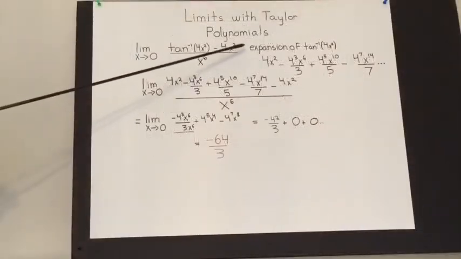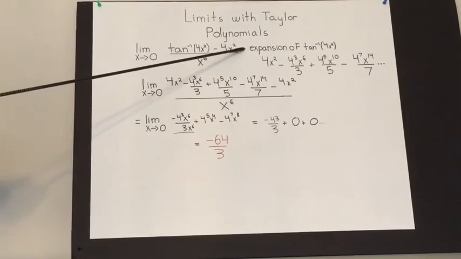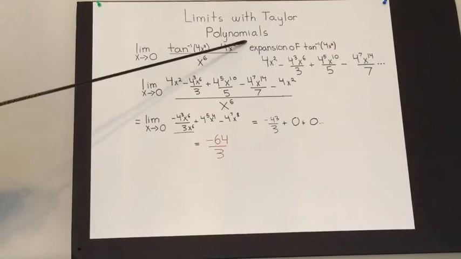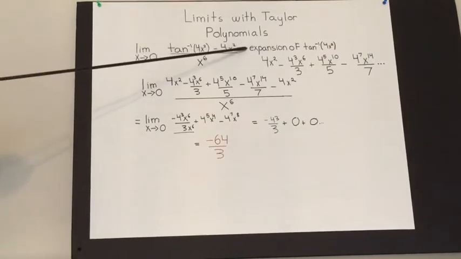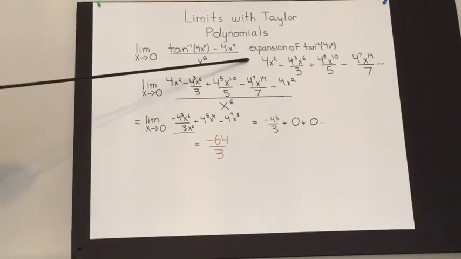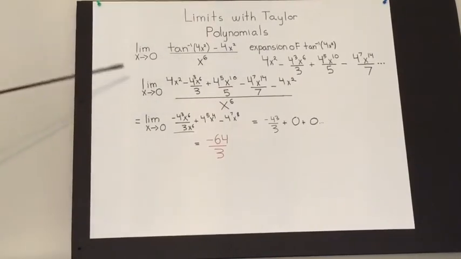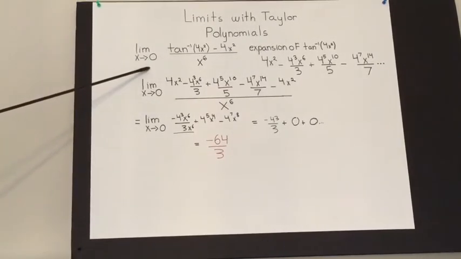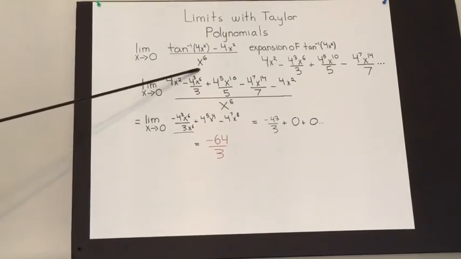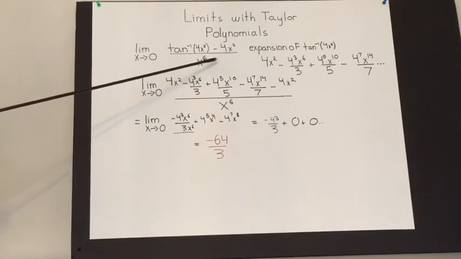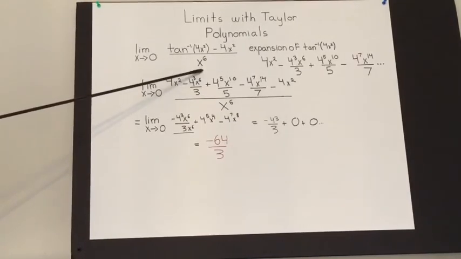So this last problem is a culmination of what we've learned in this lesson, in which we take limits with the help of Taylor polynomials and expansion. This is one of the College Board's and our calculus teachers' favorite problems, which we see very often. So here we have the limit as x approaches 0 of arctan, or tan inverse of 4x squared, minus 4x squared, divided by x to the 6th power.